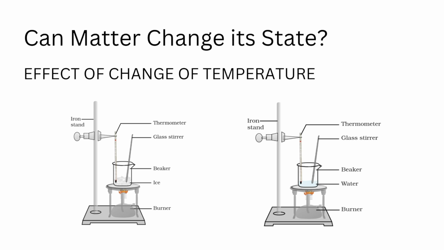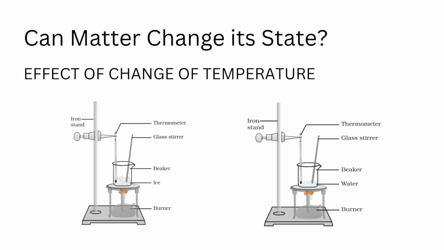So you have a beaker and you place some ice cubes into it, and you are placing this above a burner. You are placing a burner under this beaker, and you set it up in such a way that a thermometer is inserted into the beaker, and the bulb of this thermometer is immersed in ice, so that you can check the temperature of the ice. We also need a glass stirrer inserted into it.